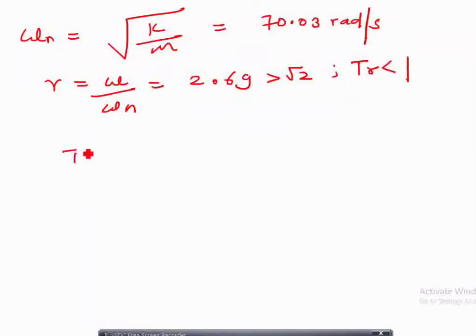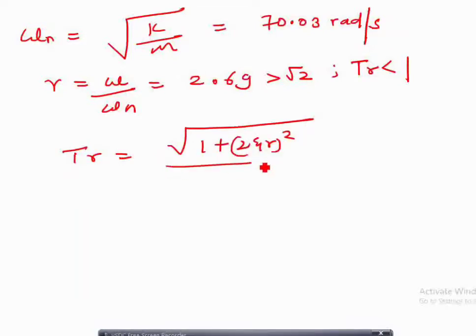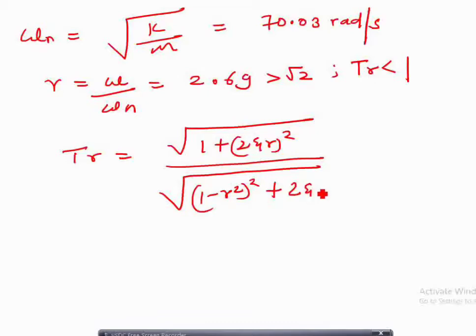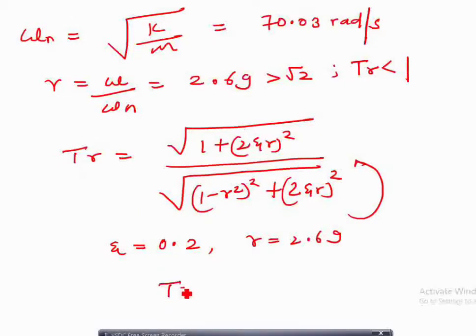So let us calculate transmissibility. How will you calculate? Tr is equal to square root of 1 plus (2 zeta r) bracket square divided by square root of (1 minus r square) bracket square plus (2 zeta r) bracket square. Now here you know that zeta is equal to 0.2, r is equal to 2.69. So put all the values here. You are getting from the calci, Tr is equal to 0.2307. Again, it is less than 1.